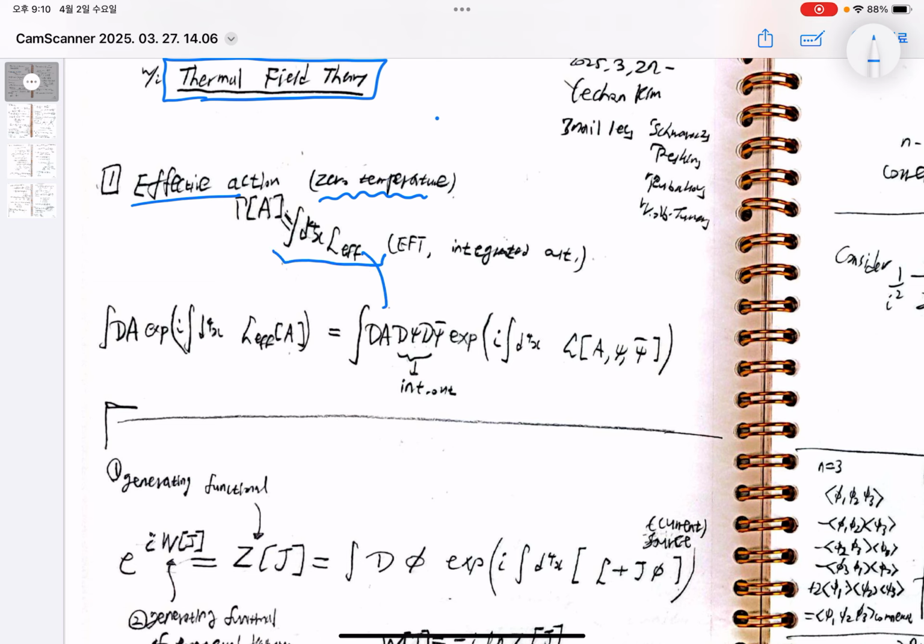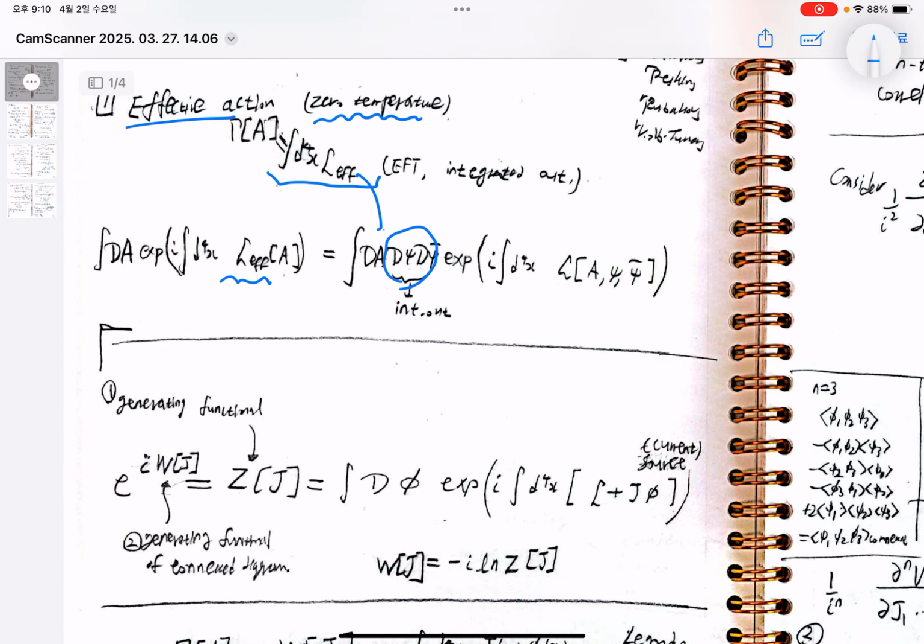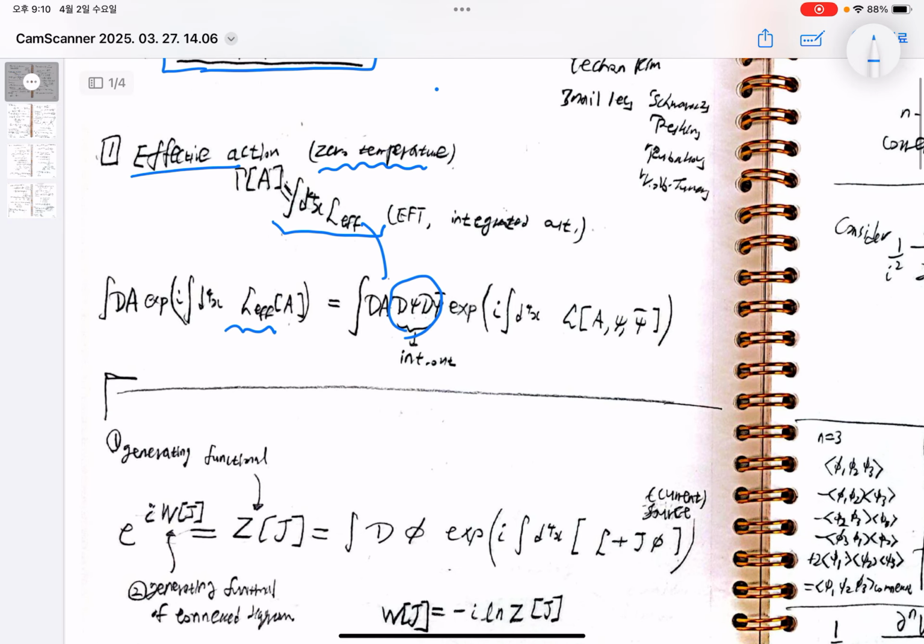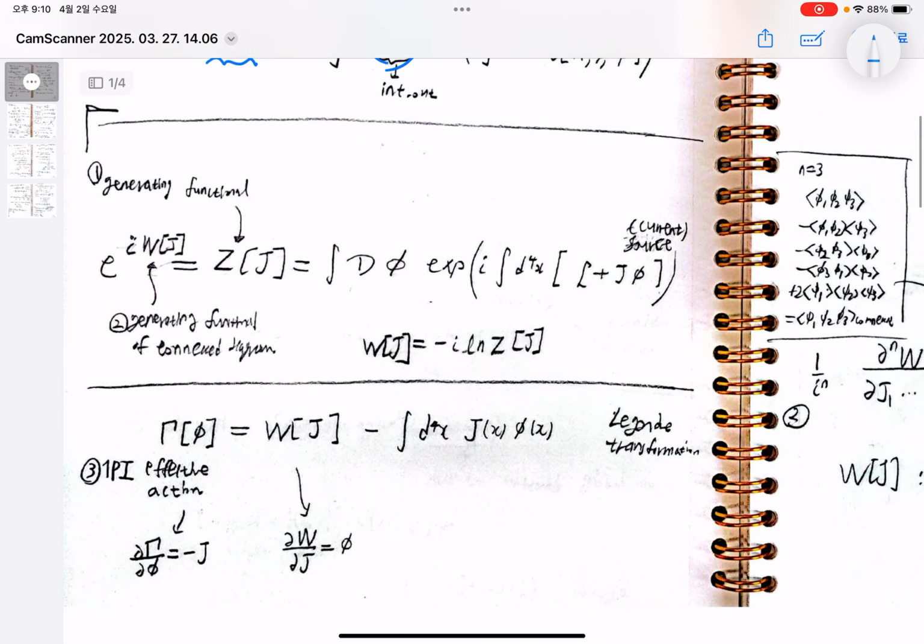In the effective field theory, some heavy fields are integrated out, and only the effective Lagrangians remain. But today we want to talk about the 1PI effective actions, which include all the quantum loop effects. First of all, let's review what the generating functional is in the path integral.